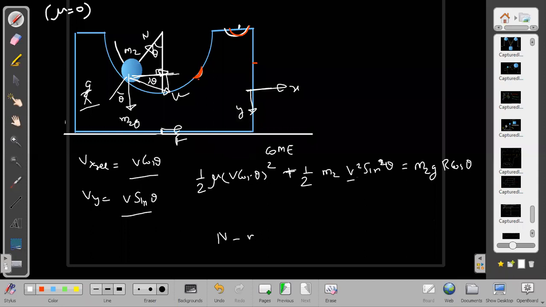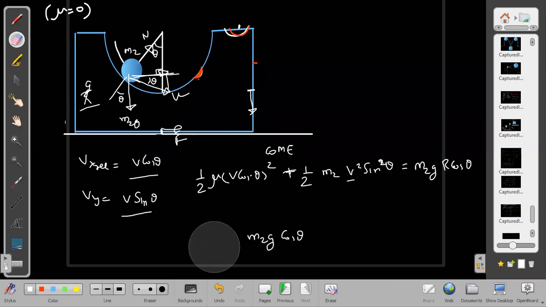Normal minus M2 g cos theta is equal to m v square by R. Wait a second, pseudo force will also be there. Will it be there or not? Pseudo force will also act towards the right side, along the x axis. Actually, I don't have to apply pseudo force. I think I can do it without that.